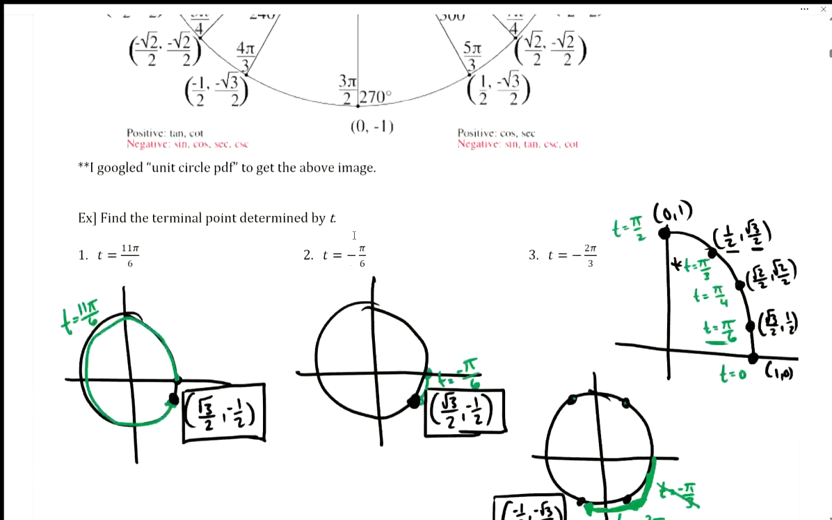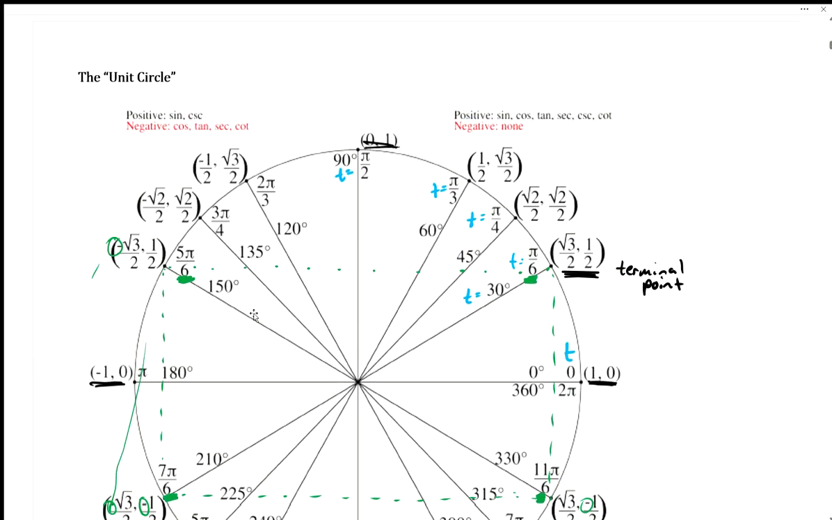Make sure you know that unit circle really well. If you know it well, this class becomes a lot easier. If you don't know it well, the class becomes very hard. So make sure you know this the best you can.